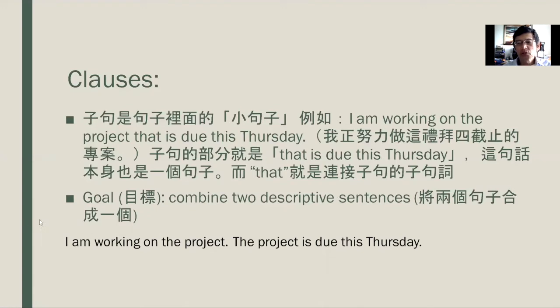So you can take these two sentences, I am working on the project. The project is due this Thursday, by using the clause, that is due this Thursday. The sentence would be, I am working on the project that is due this Thursday. The connecting word here is that.